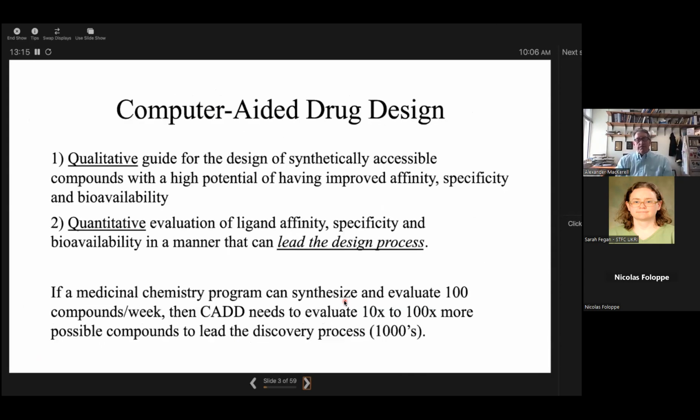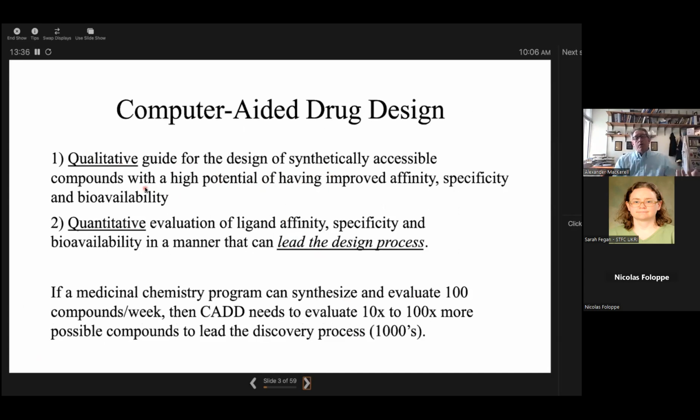All right, so the majority of you are familiar with computer-aided drug design. And obviously in computer-aided drug design, we want to qualitatively think about how to make molecules better. Okay, so can they bind better to the target protein? They've got to be synthetically accessible. We've got to consider bioavailability and so on.